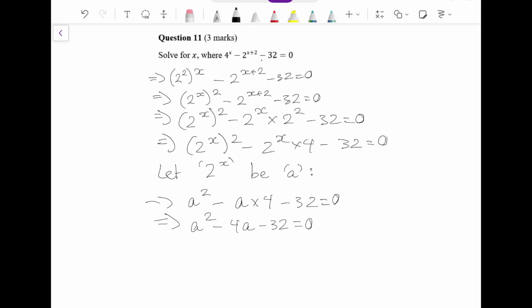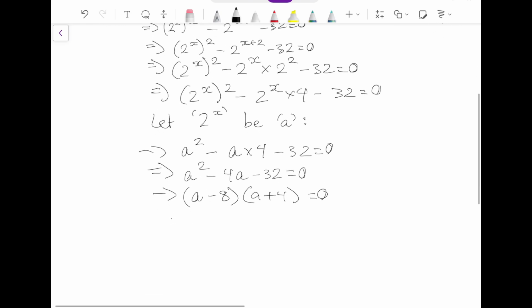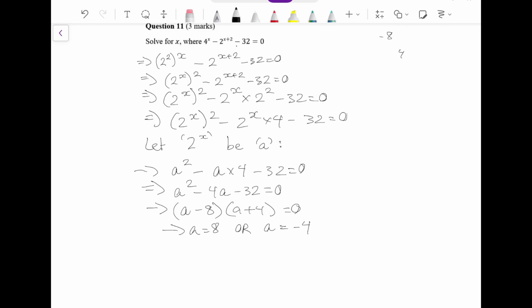So from here, you can just factorize it to be a minus 8 bracket a plus 4. So you have a is equal to 8 or a is equal to negative 4. But remember, these aren't the final answers, it's just the answer for a, but the question wants us to find out what x is. So just sub 2 to the power of x right back into a.